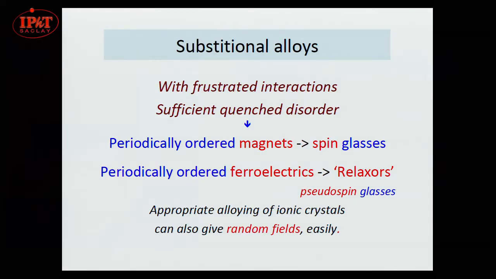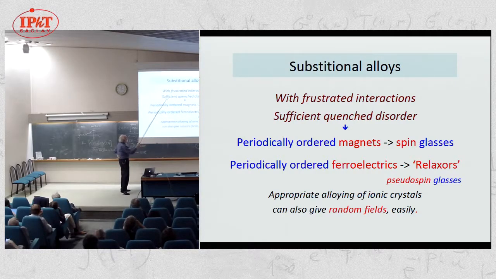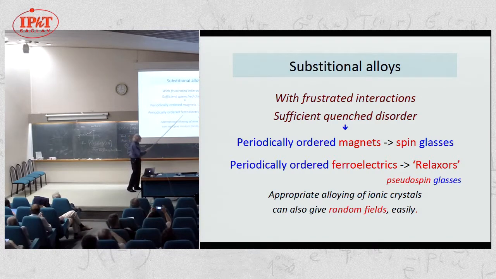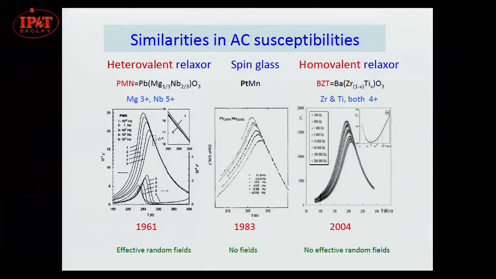What we know already from substitutional alloys in other situations is that if you have frustrated interactions and sufficient quenched disorder, then a periodically ordered system will transform into a spin glass. The corresponding thing in ferroelectrics is that a periodically ordered ferroelectric transforms into something that in the field is called a relaxor, and I will argue that those are pseudo-spin glasses. I might also mention that with an appropriate alloying of these ionic crystals, you can also get random fields, and you can get them easily. As you know, they're pretty difficult to get in magnetic systems.